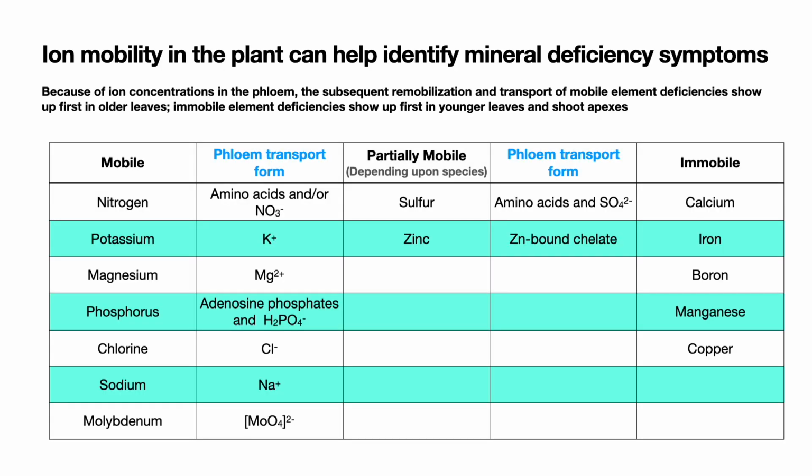Another important factor to think about is the mobility of the ion in the plant. The reason for this primarily for you here is so that it helps you to understand where and why a mineral deficiency symptom shows up in a plant. So ions move in two different systems in the plant.